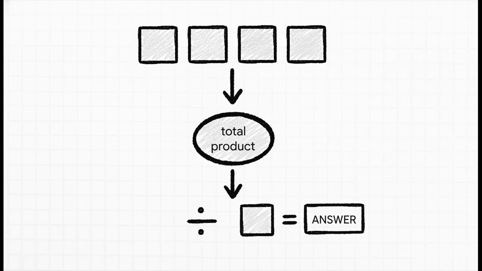The total product is 24. Then, to get the answer for each spot, you'd just divide that total by the number at that spot. So for the first element, 1, the answer is 24 divided by 1. For the second element, 2, it's 24 divided by 2. It seems so simple and so logical.